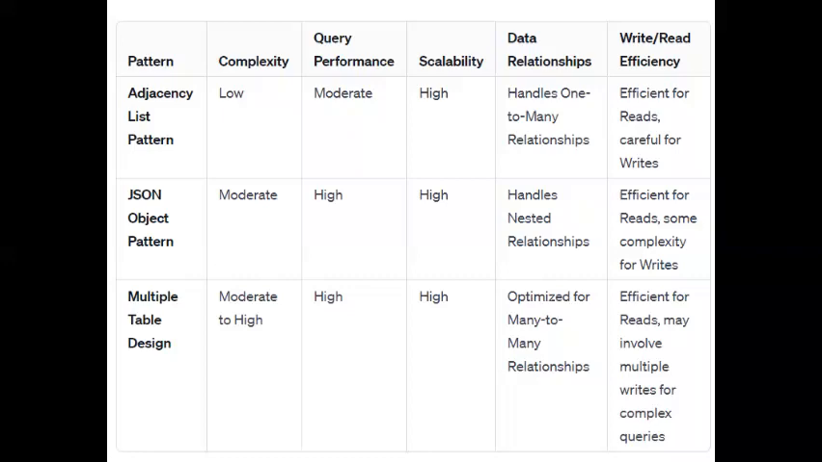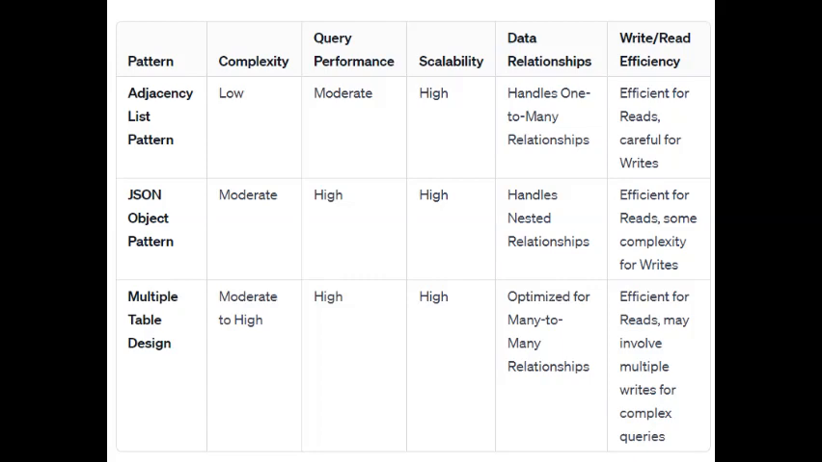Let's evaluate the complexity, query performance, scalability, data relationships, and write/read efficiency for AWS DynamoDB using the following design patterns: adjacency list pattern, JSON object pattern, and multiple table design pattern. 1. Adjacency list pattern. Complexity. Low complexity. Designing and implementing the adjacency list pattern is relatively straightforward, making it easy to understand and manage.